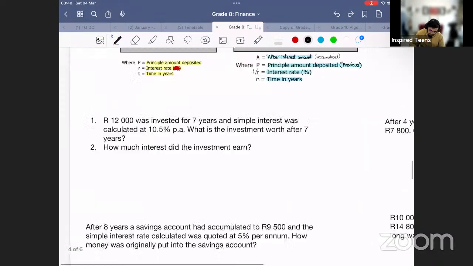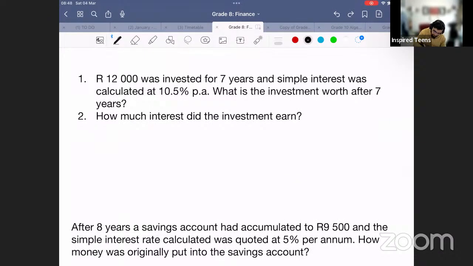Yes, okay, let's look at our first question. 12,000 Rand was invested for 7 years. Okay, so what I'm doing is I'm taking all the key information and I'm highlighting it. So 12,000 Rand was invested for 7 years and simple interest, we know the formula for that, was calculated at 10.5% per annum. What is the investment worth after 7 years? Number one. Number two is how much interest did the investment earn?